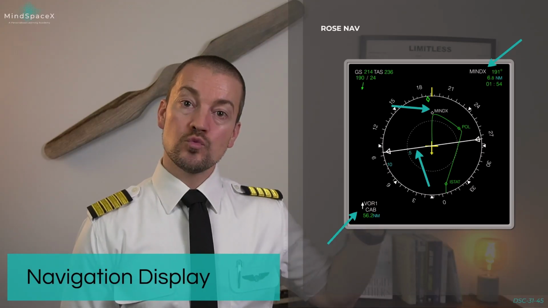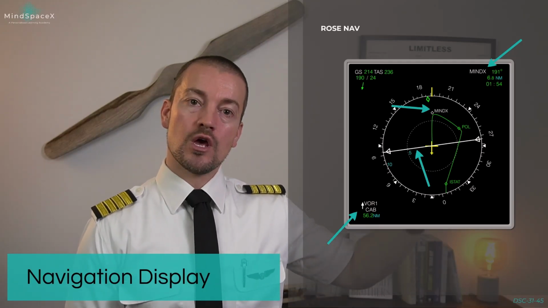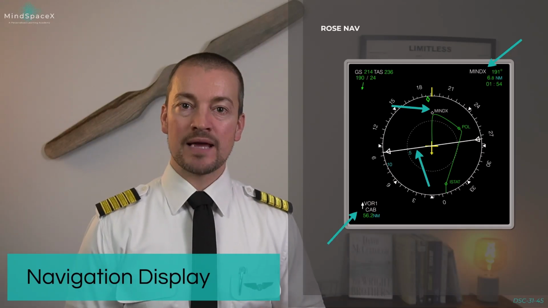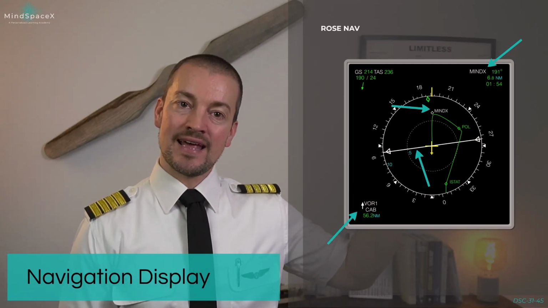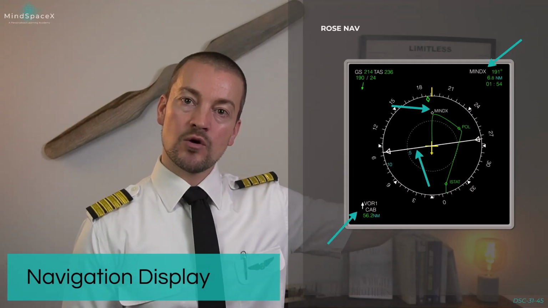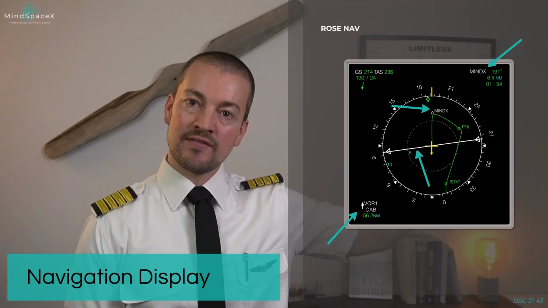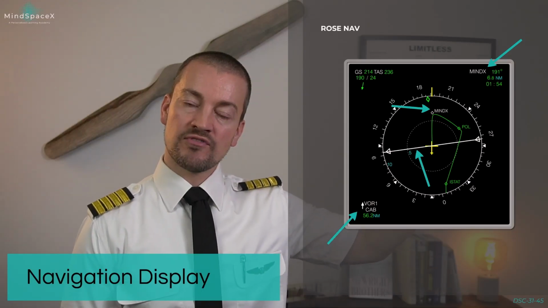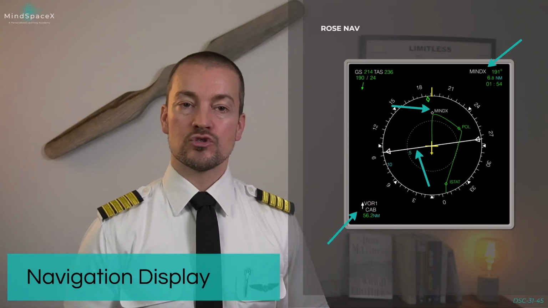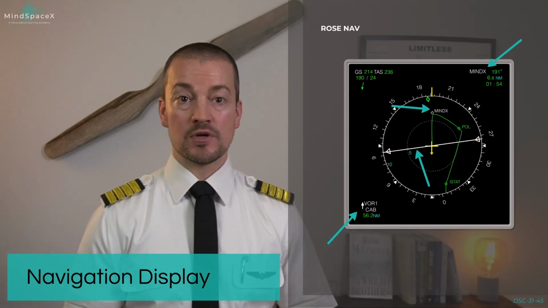The next 2 waypoint is always shown with a white diamond symbol on a navigational display. And up here we have the information for that NAVAID, together with the course we're flying, the remaining distance to the waypoint, and the time to get there.